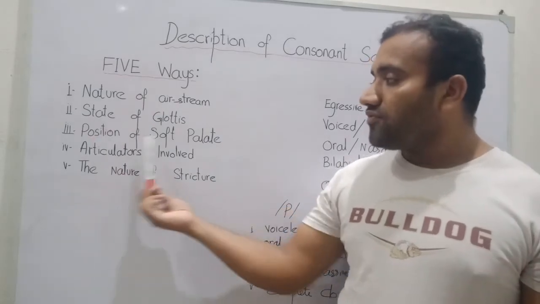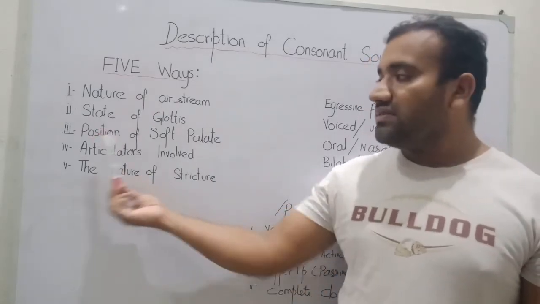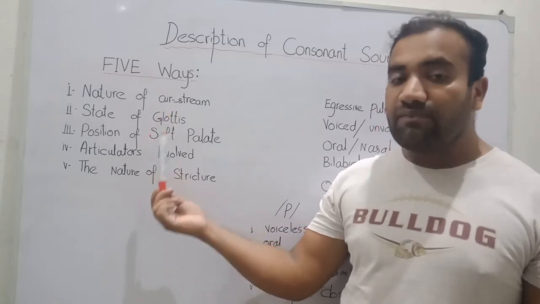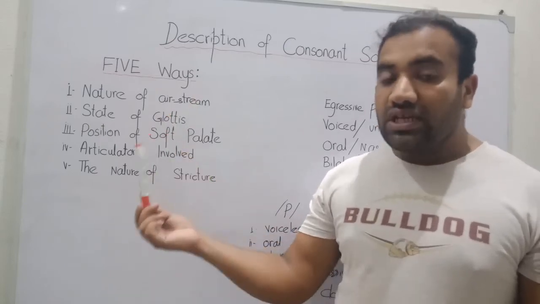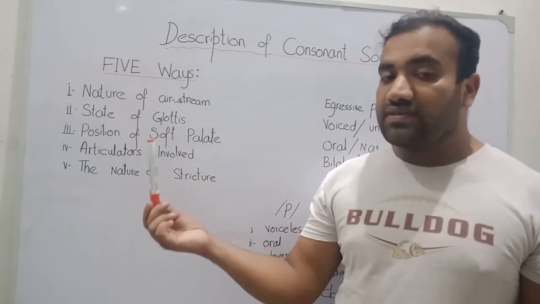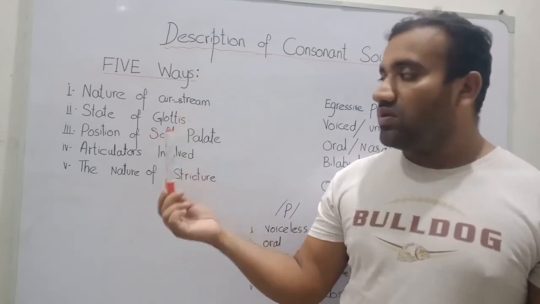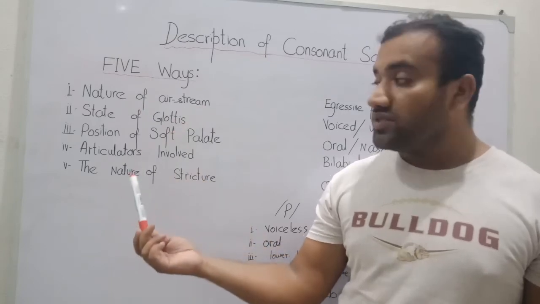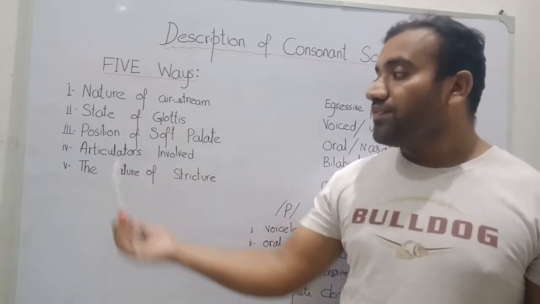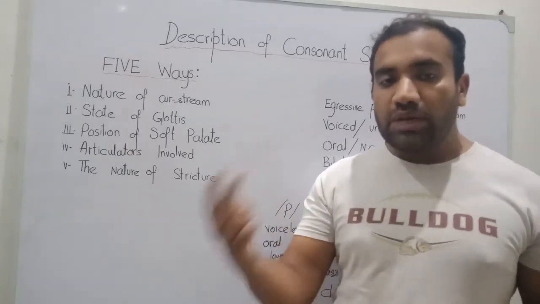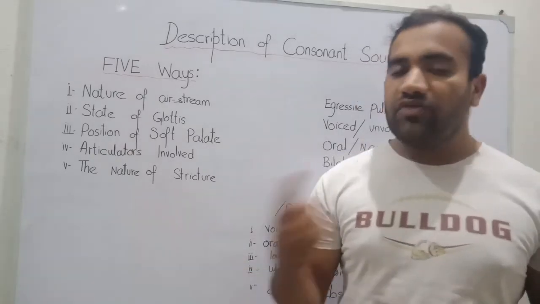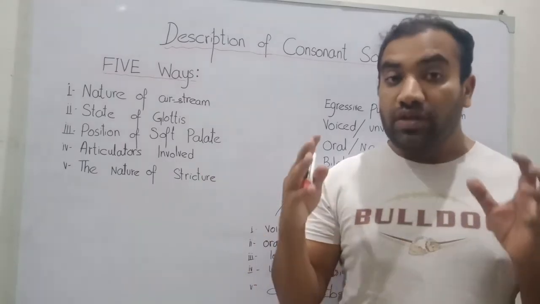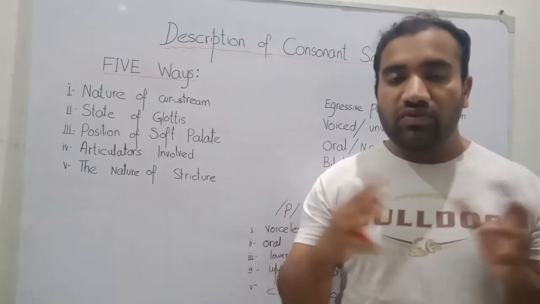The third is the position of the soft palate. It tells us whether the sound is oral or nasal. If the sound is released through the nose, this is called a nasal sound. If the sound is released through the mouth, it is called an oral sound. The fourth is the articulator. There are 2 types of articulator, active and passive articulators, and they are involved in producing the sound. And what are the articulators that are involved?